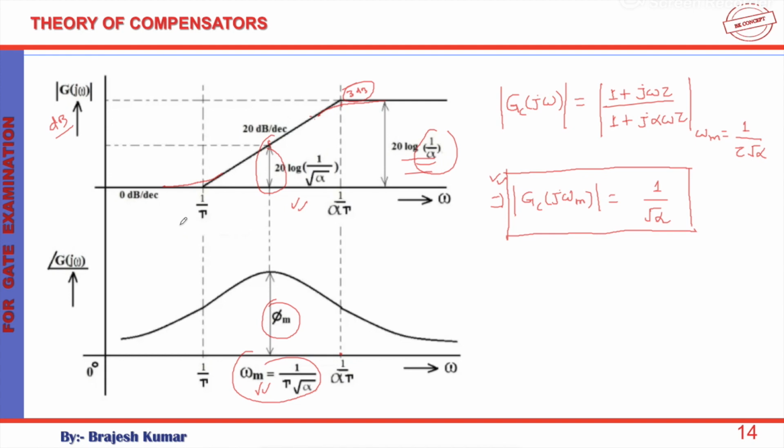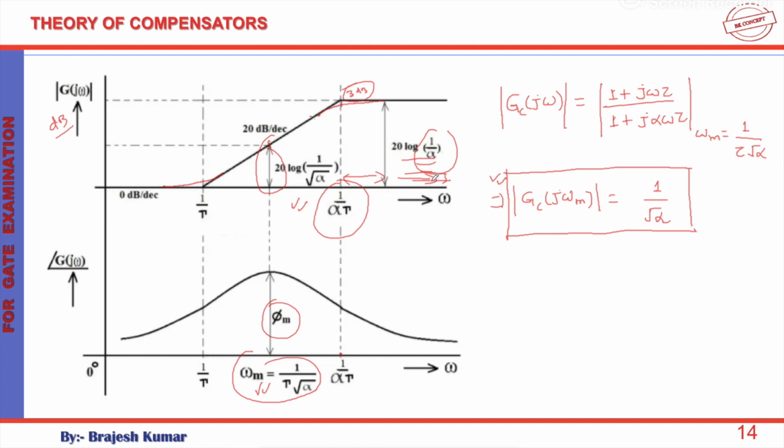by a factor of 1 upon alpha. Alpha was less than 1, so 1 upon alpha is greater than 1. So noise is going to be amplified in this region. Noise frequency is expected to be higher than 1 upon alpha tau, so it will lie in this region, where the gain is 1 upon alpha, which is greater than 1. So the noise signal will be amplified, right?